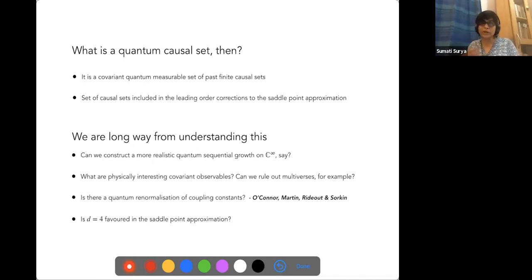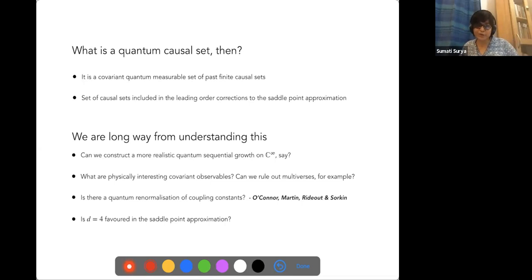And of course, when you're looking at the saddle point approximation, as we did in the partition function, it's very similar to how we would think of paths in the path integral. Even in quantum mechanics, we think of the classical path with the stuff that surrounds it, the leading order corrections, being the quantumness of it. And that's what I would think of as a quantum causal set as well.